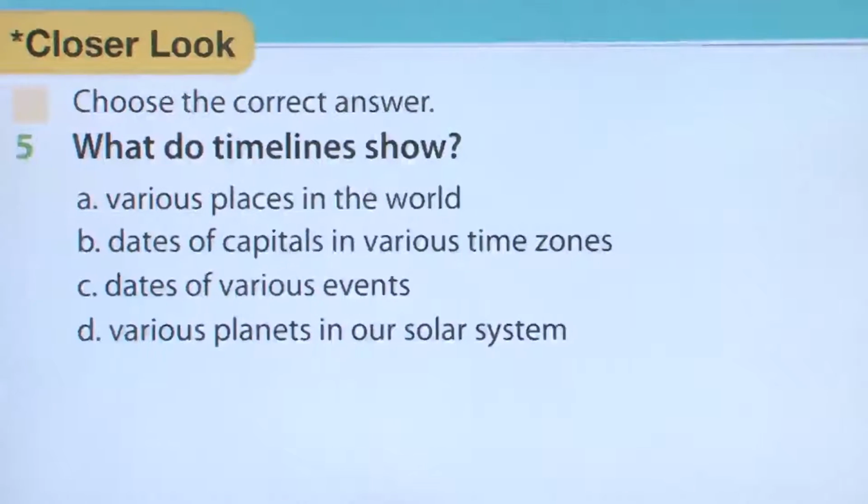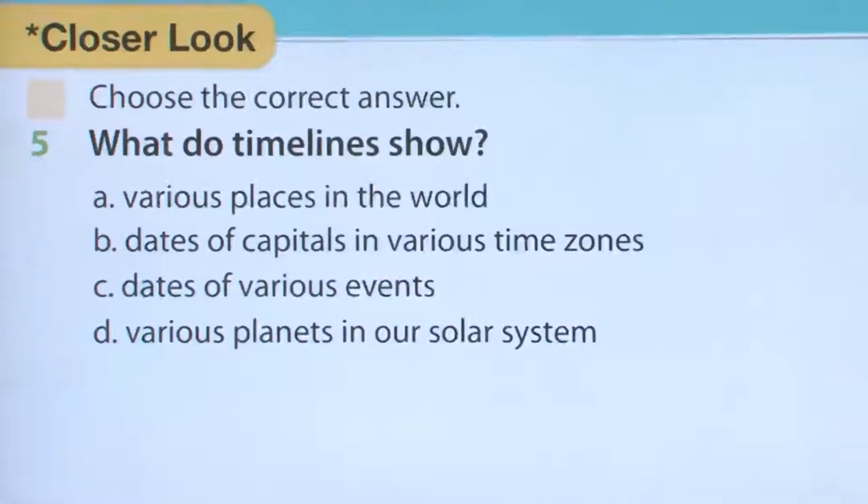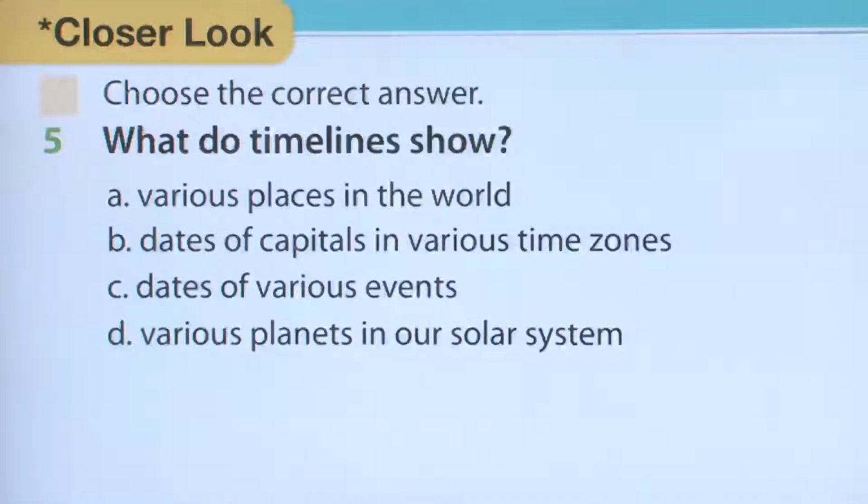Question number 5. What do timelines show? Do they show A, various places in the world, B, dates of capitals in various time zones, C, dates of various events, or D, various planets in our solar system? Timelines show C, dates of various events. This question was rather simple, but timelines are usually a linear path that we use to show when dates occur and in what order they occurred in the past.